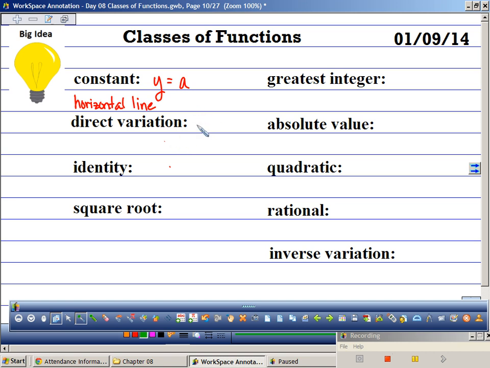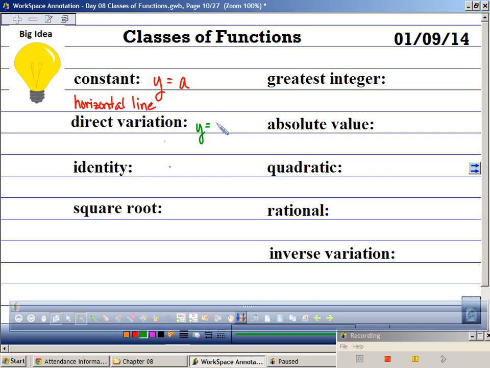Direct variation, what does that look like? Y equals, think of variables. Kx. Good job, Sam. Y equals Kx. Could be Mx, means the same thing. But since that would be your constant of variation, we use the letter K. Direct variation always passes through the origin.